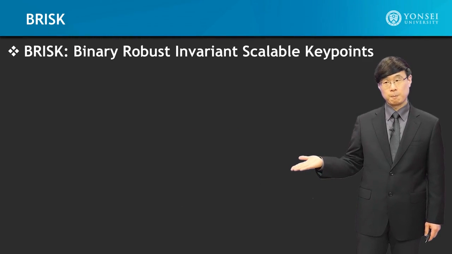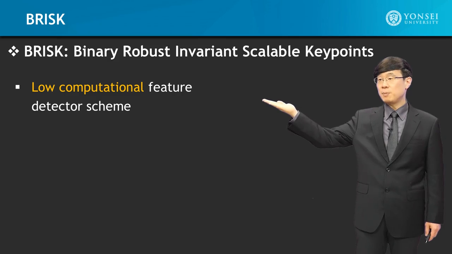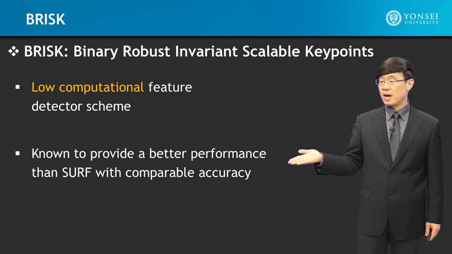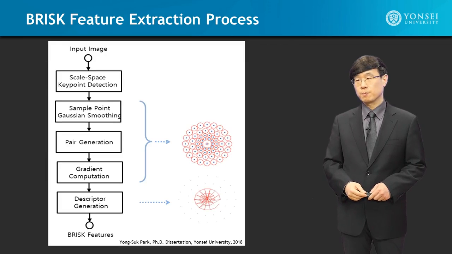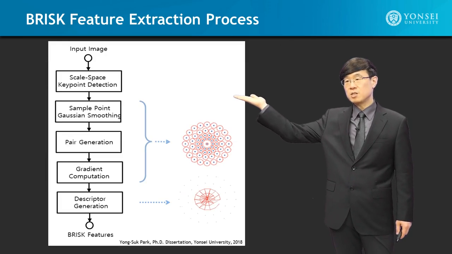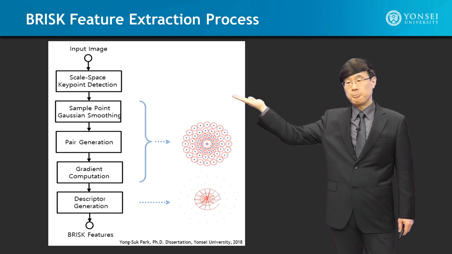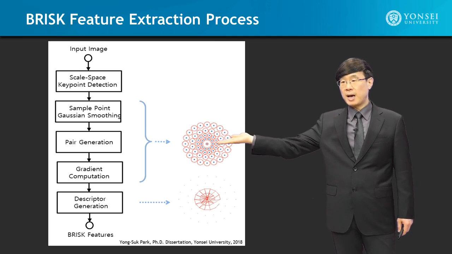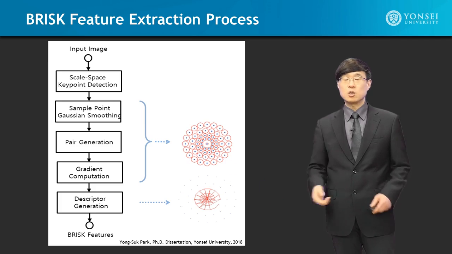BRISK technology. BRISK stands for Binary Robust Invariant Scalable Key Points. This is a low computational feature detector scheme known to provide better performance than SURF with comparable accuracy. Looking into the mechanism, it starts off with the scale space key point detection mechanism. Then you see sampling point Gaussian smoothing, followed by pair generation, gradient computation, then descriptor generation.